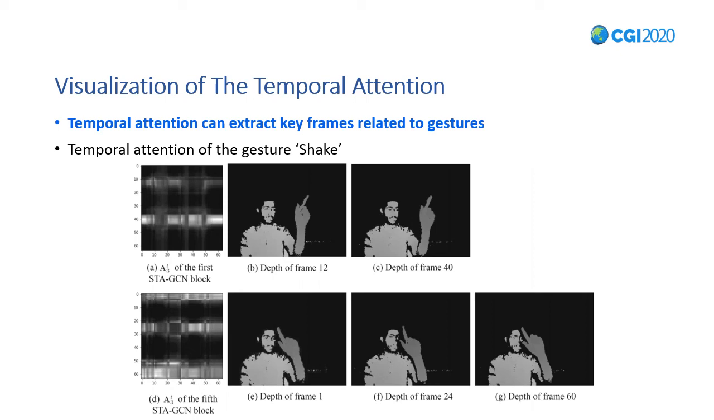Figure B and figure C are depth images of frame 12 and frame 40, respectively. From figure D, we can see that frame 1, frame 24, and frame 60 have strong connection with the other frames. Figure E to figure G are the depth images of frame 1, frame 24, and frame 60, respectively. The images in figures B and C are both hands moving to the right, and the images in figures E to G are all hands moving to the left. We noticed that hand movements to the right and left are keyframes related to the gesture shake, so our temporal attention layer is effective.